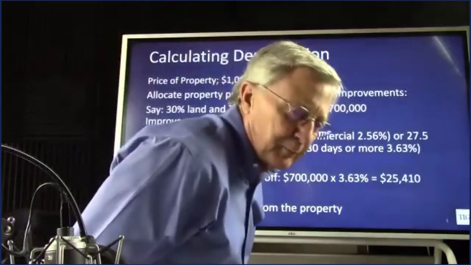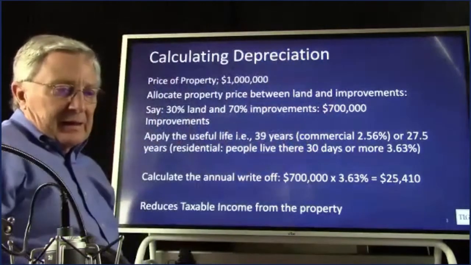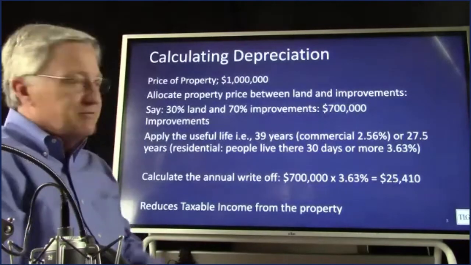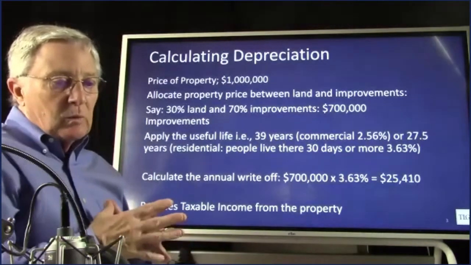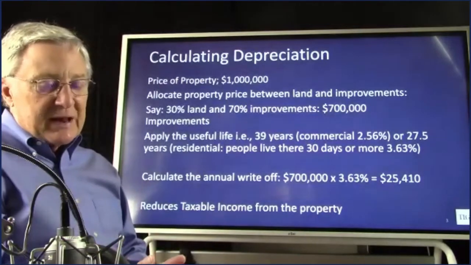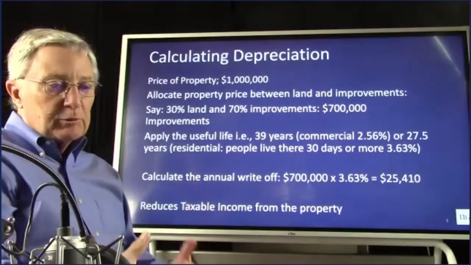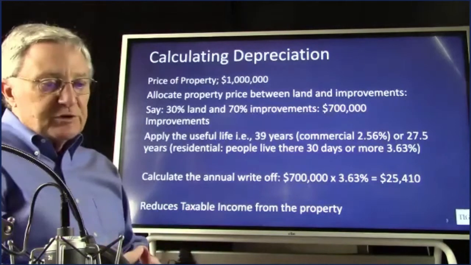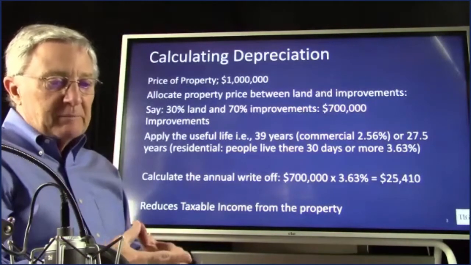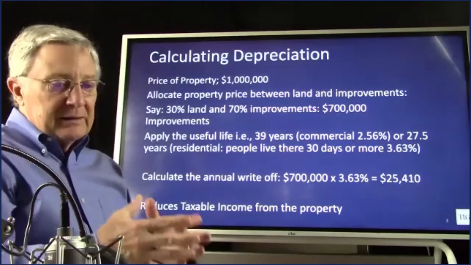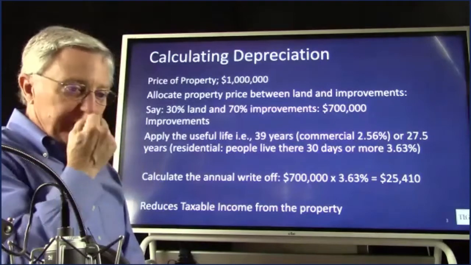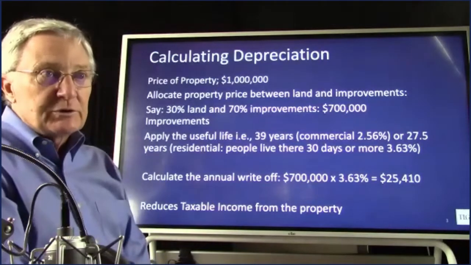Here's an example. The price of the property is $1 million. That's the first thing we have to establish: what is our price? The next thing we have to establish is, what is our depreciable basis? Our depreciable basis will be determined by allocating the property price between land and improvements. There are a number of ways you can do that.